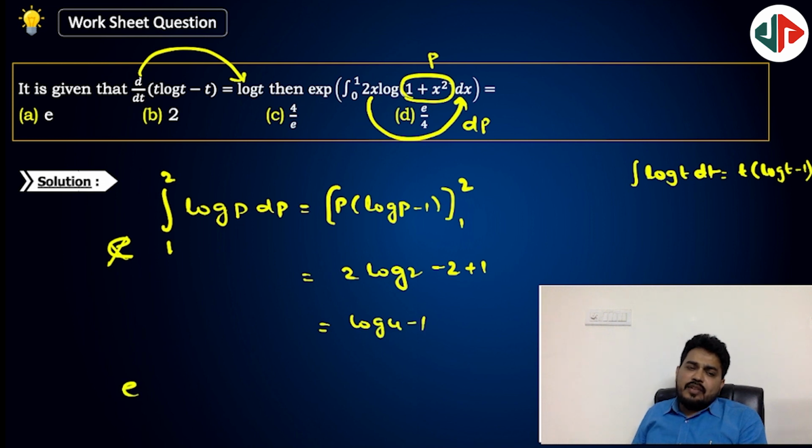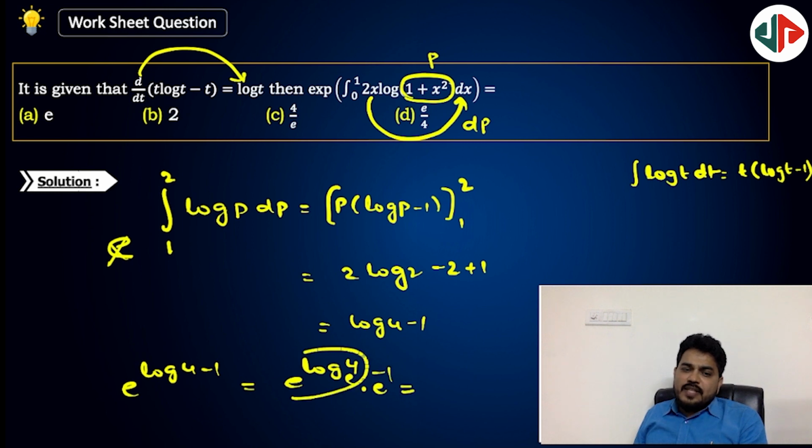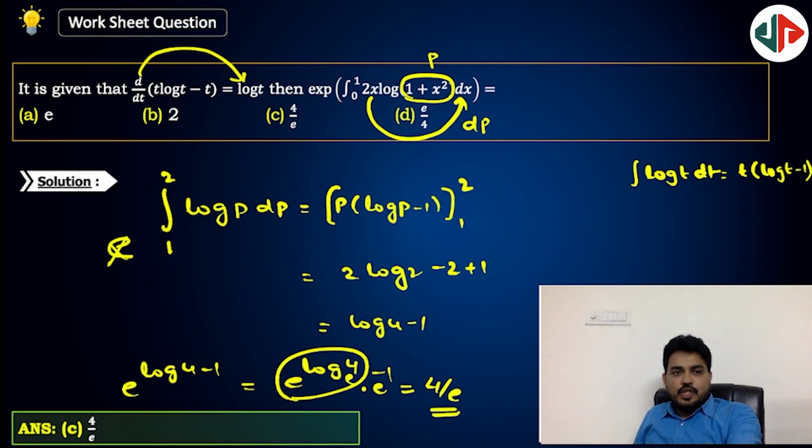I need e to the power of log 4 minus 1. I will write e to the power of log 4 base e into e to the power minus 1. This value is equal to 4. So the total answer is 4 by e for this question.